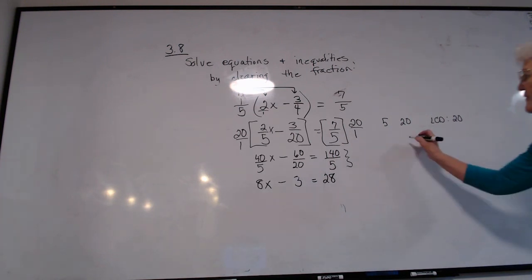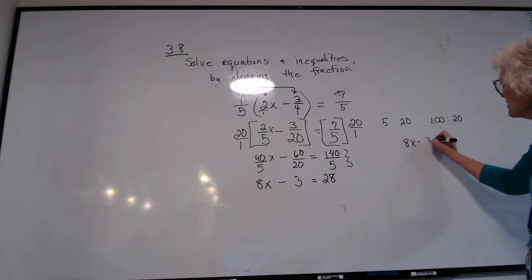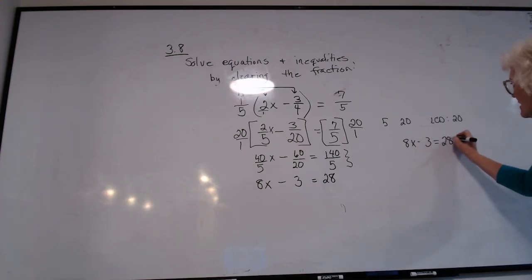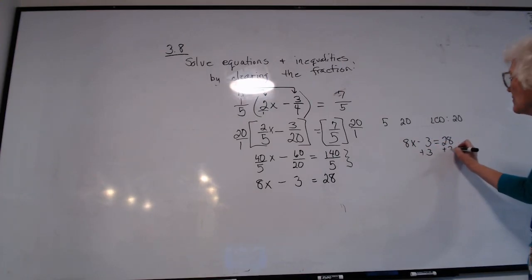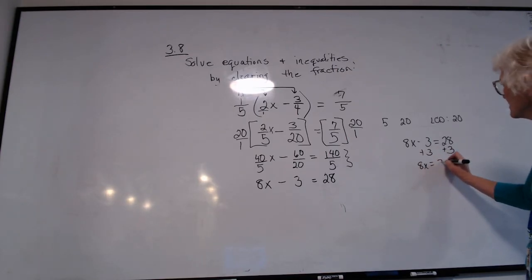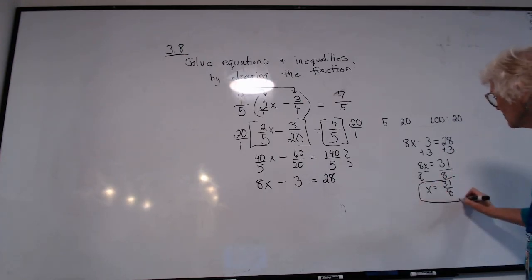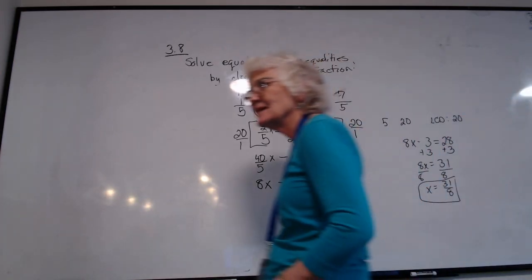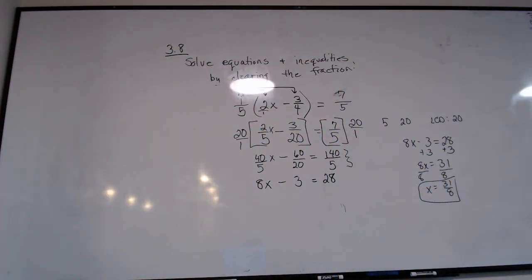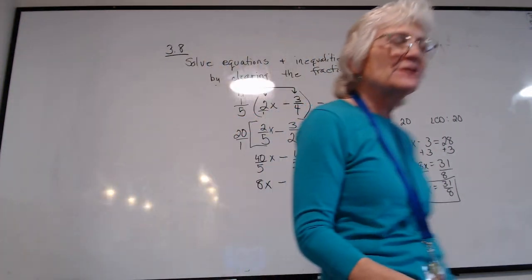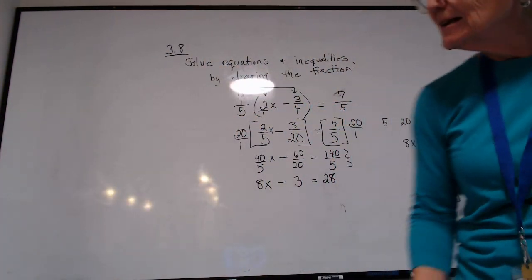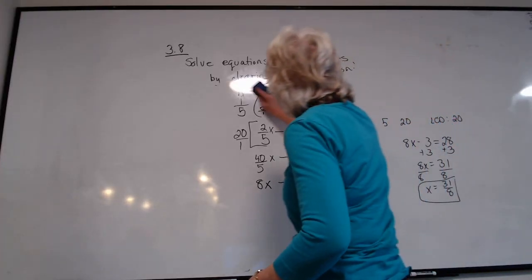Now that we have 8x minus 3 equals 28, we're going to add the 3, we get 8x equals 31, divide by 8, x equals 31/8. Because 31 is prime, it's not going to reduce. When you do problems that I make up, usually they don't reduce. They usually come in as prime numbers. Just saying, I make them up and they don't work. Questions on that? Let's see if it changes when we do an inequality.